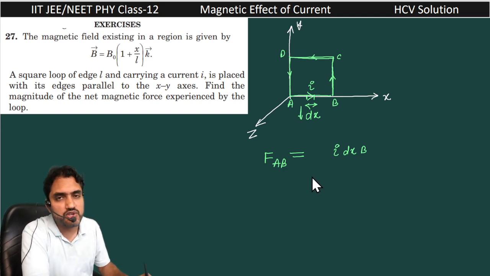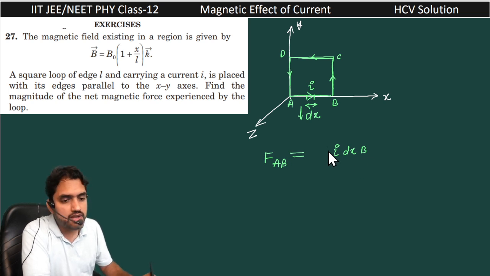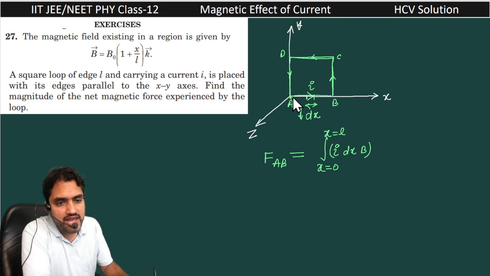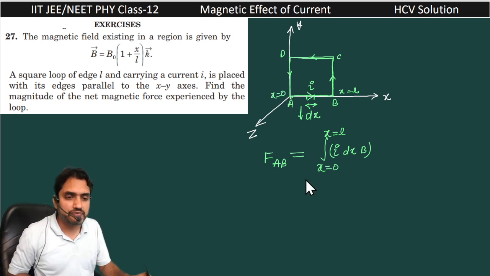So you can directly use the integration I into dx into B. Okay, and you can integrate this from x equal to 0 to x equal to L, from the origin to x equal to L. Here x equal to L, from A to B. Here x equal to 0. We are starting from origin, x equal to 0.